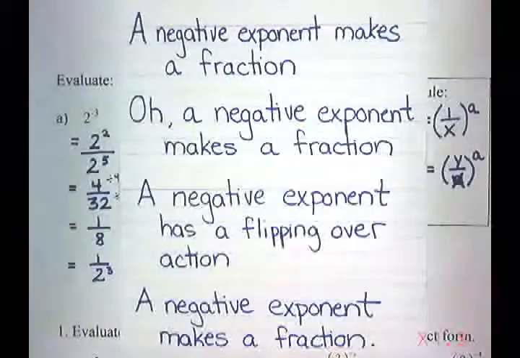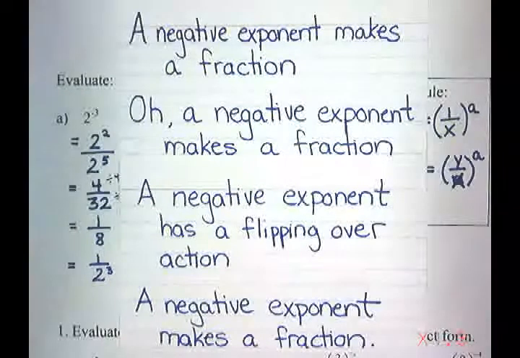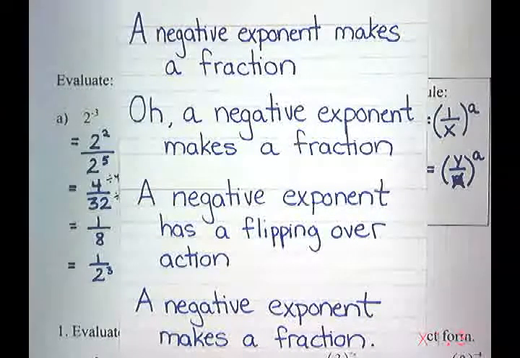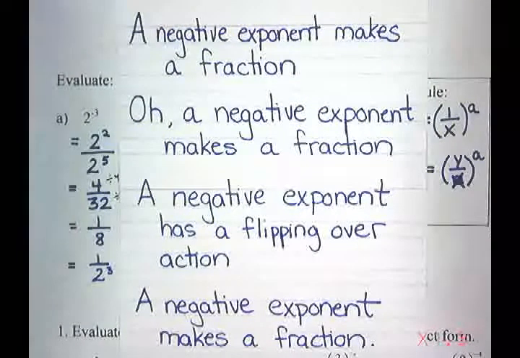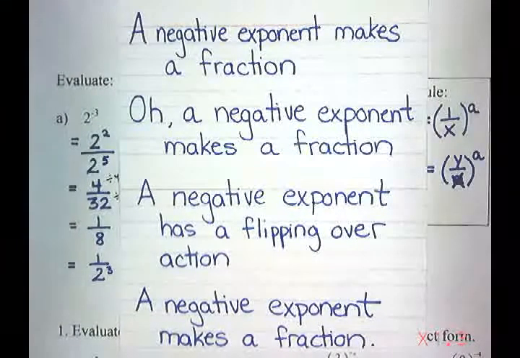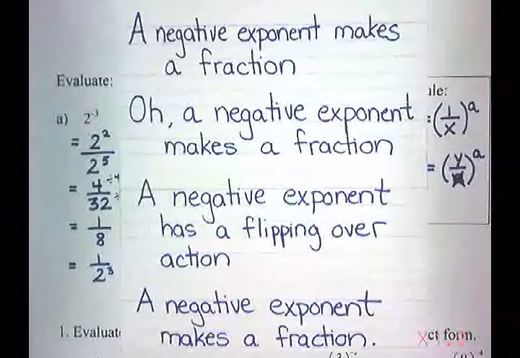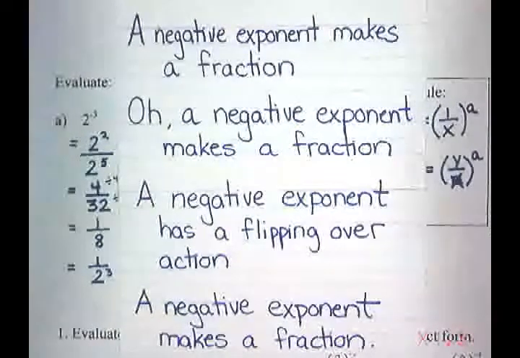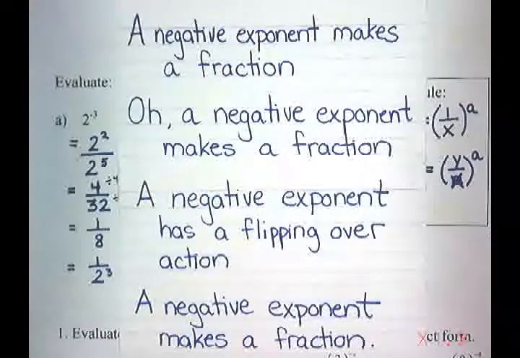A negative exponent makes a fraction. Oh, a negative exponent makes a fraction. A negative exponent has a flipping over action. A negative exponent makes a fraction. So why don't you try it with me this one more time? A negative exponent makes a fraction. Oh, a negative exponent makes a fraction. A negative exponent has a flipping over action. A negative exponent makes a fraction.